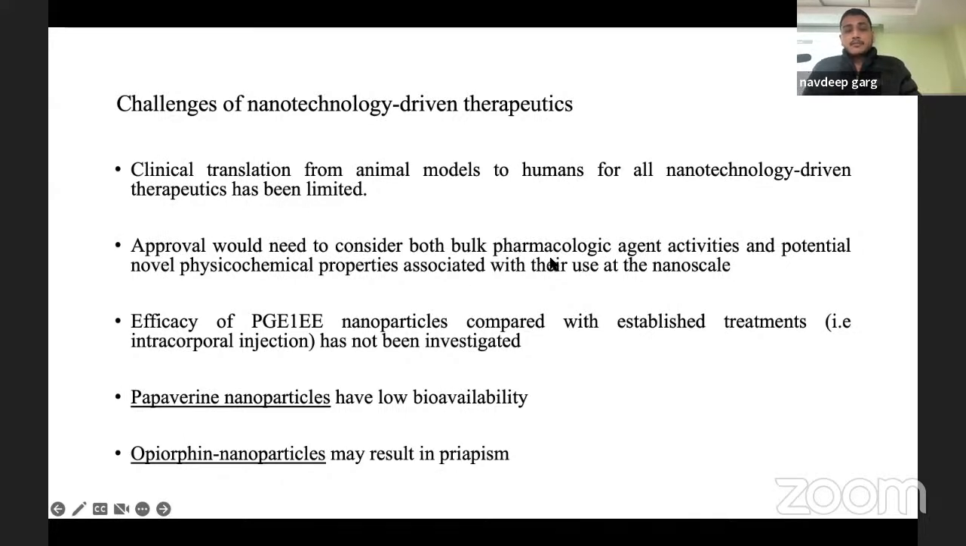And for some nanoparticles like PGE1 ethyl ester, if we are using it, treatment has not been established. Whereas the papaverine nanoparticles show low bioavailability, and if we are using the opioorphin nanoparticles in ED, it can also lead to priapism.